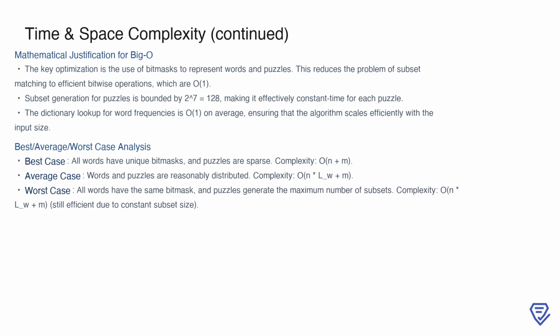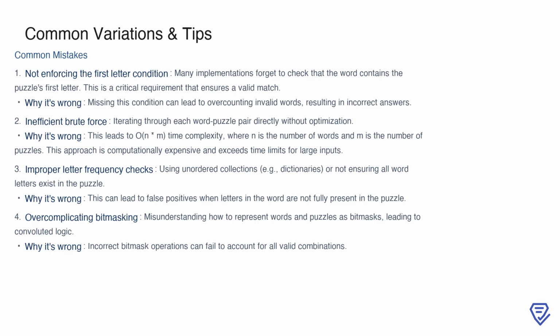This demonstrates the robustness and scalability of the solution. When solving this problem, there are several common mistakes to watch out for. First, forgetting to enforce the first letter condition can lead to incorrect solutions. The puzzle's first letter must always be present in the word to qualify as a valid match. If you skip this check, you may end up overcounting invalid words.